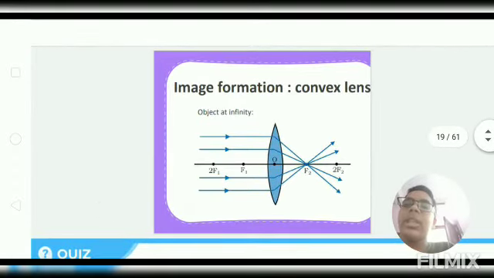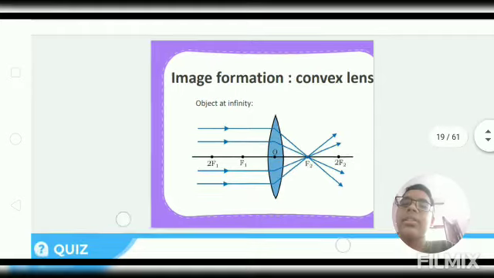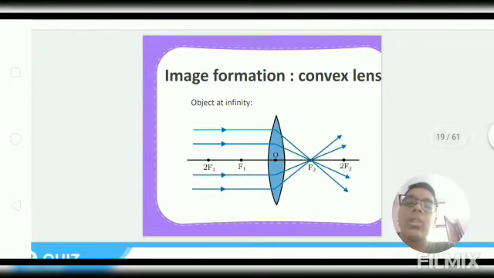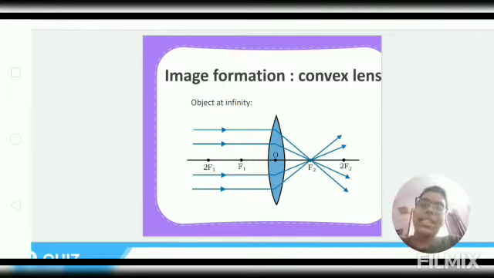Image formation. That means first ray diagram for convex lens, when object is at infinity. What is meant by infinity? When object is so far from the lens, all the rays will come parallel to the principal axis.